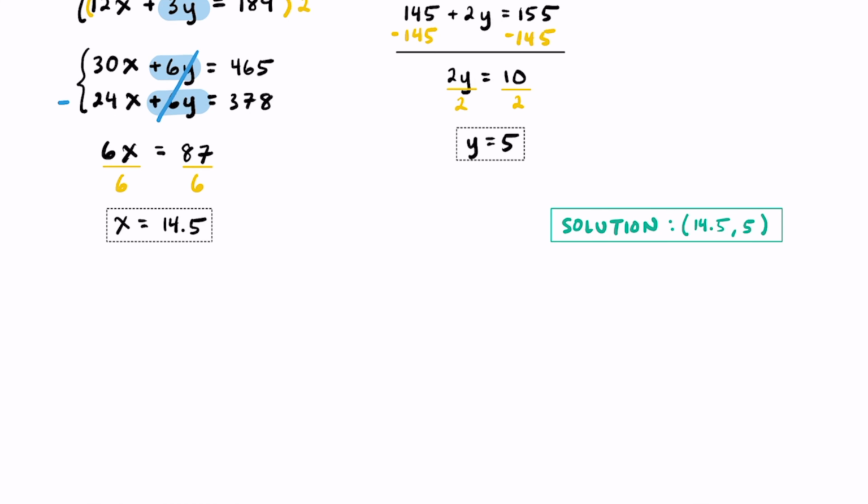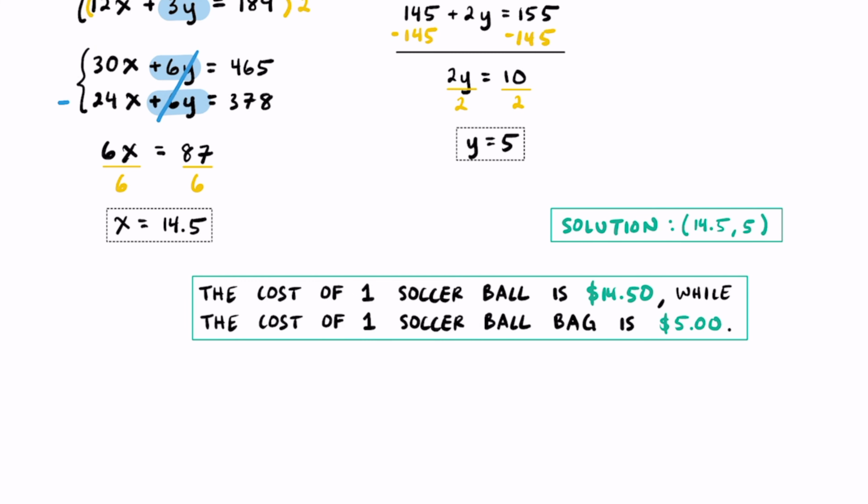While these are the solutions that we found out from all the algebra, what does this actually represent in the context of this problem? From the solution, we can conclude that the cost of one soccer ball is $14.50, while the cost of one soccer ball bag is $5. Of course, these prices could change if you go to a different sports equipment store, but this is what these prices would be for this particular store.